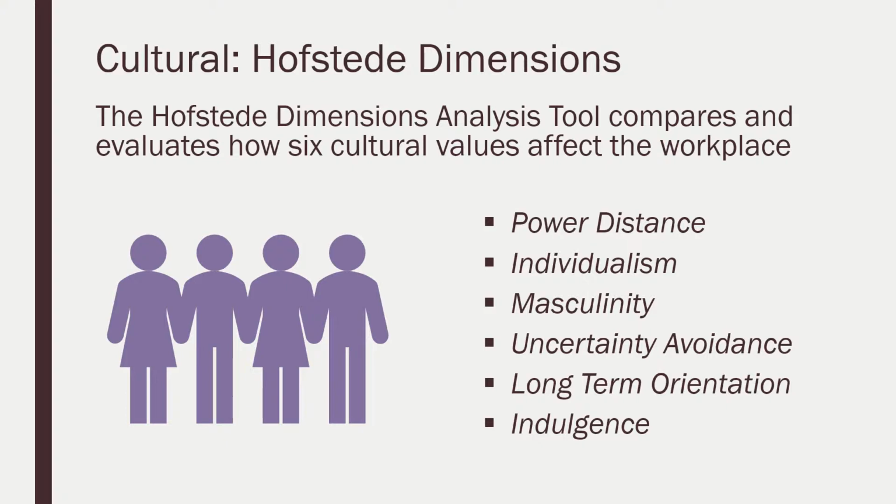Masculinity refers to whether the people are more motivated by achievement and success or by quality of life. Uncertainty avoidance measures the extent to which members of the culture feel threatened by the unknown. The long-term orientation dimension reflects the attitude the people take toward holding on to past traditions or adapting to societal change. Finally, indulgence describes the extent to which people try to control their impulses and desires.